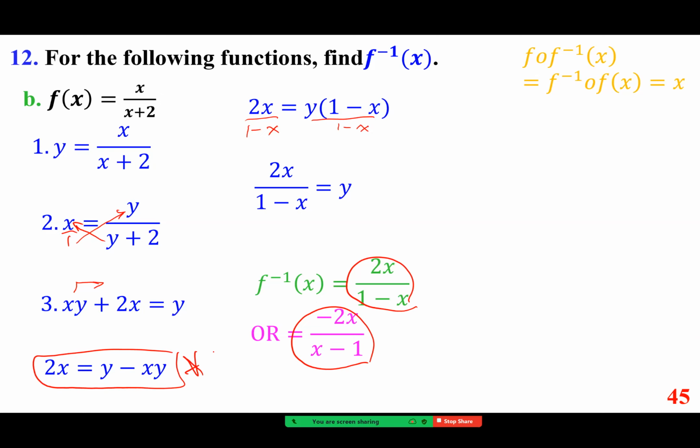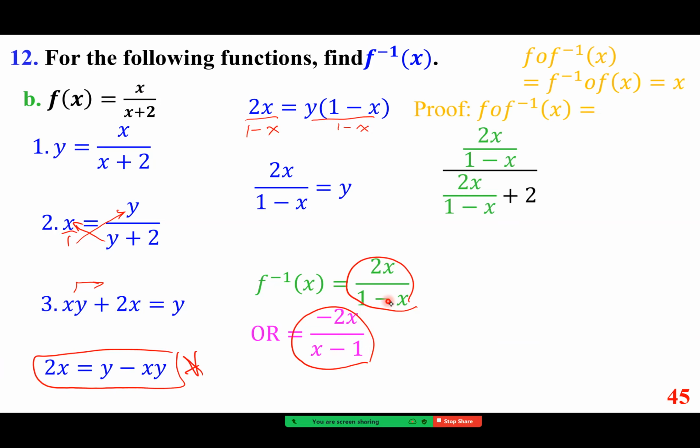Now, to prove we haven't made a mistake, we look at f of f inverse or f inverse of f. In this case, we're going to look at f of f inverse, which means we're going to replace the x with either one of those. In this case, 2x over 1 minus x.